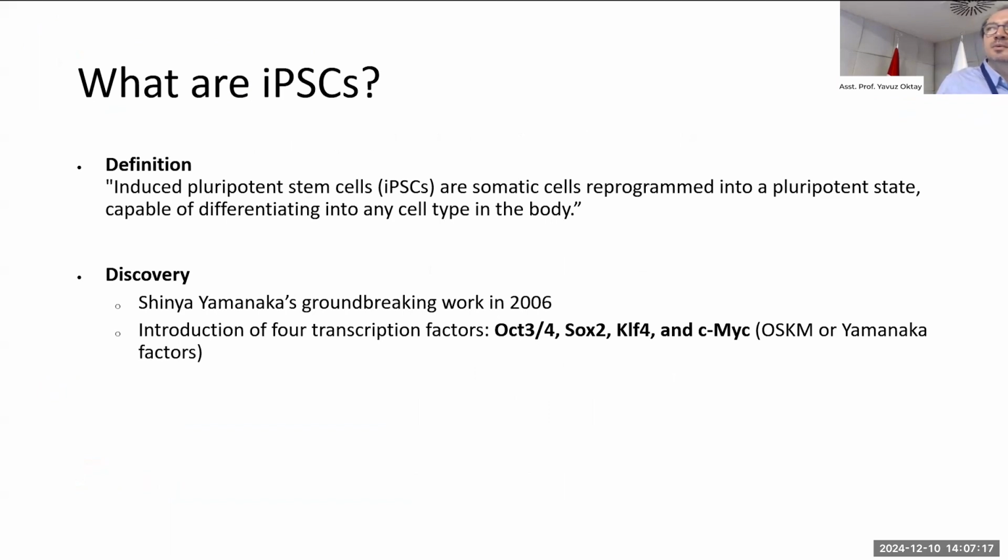Induced pluripotent stem cells are somatic cells programmed into a pluripotent state capable of differentiating into any cell type in the body. And as you probably all know, this story started with Shinya Yamanaka's discovery in 2006, where he showed that introduction of 4 transcription factors, as we commonly know nowadays as OSKM or Yamanaka factors, can induce pluripotency in mouse fibroblasts.